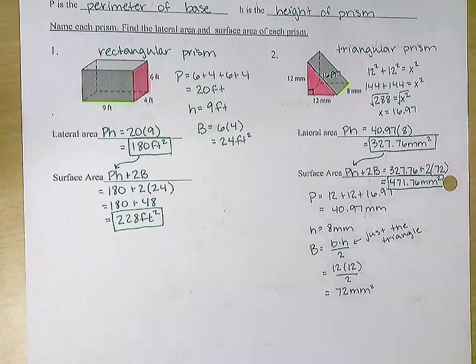All right, any questions on finding lateral or surface area? Again, please be careful when finding the area of the base. Do not use the height of the prism to find the area of your base. Use the height of the shape of the base. Make sense?